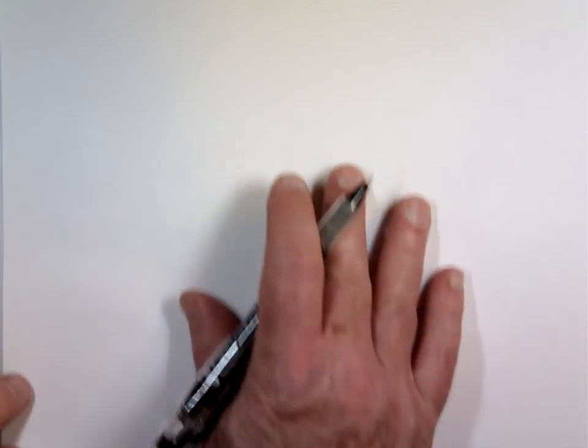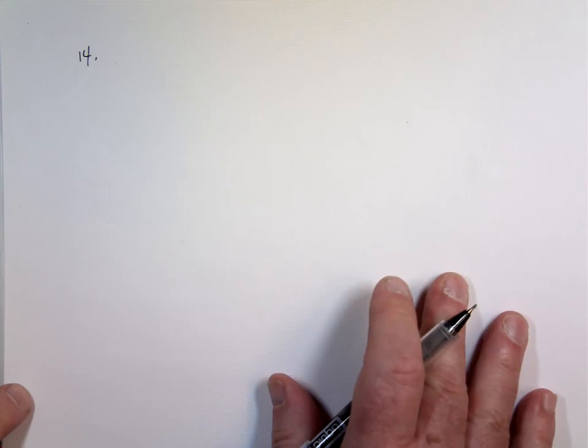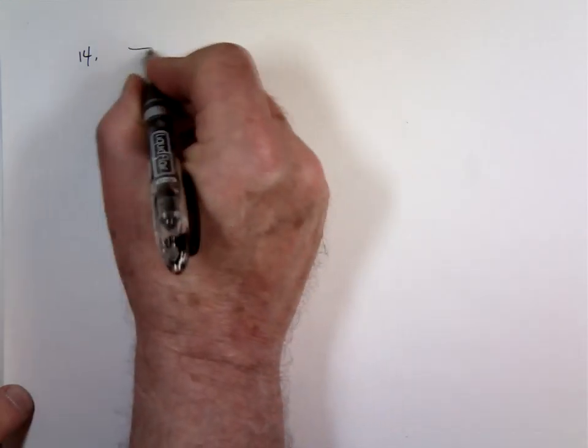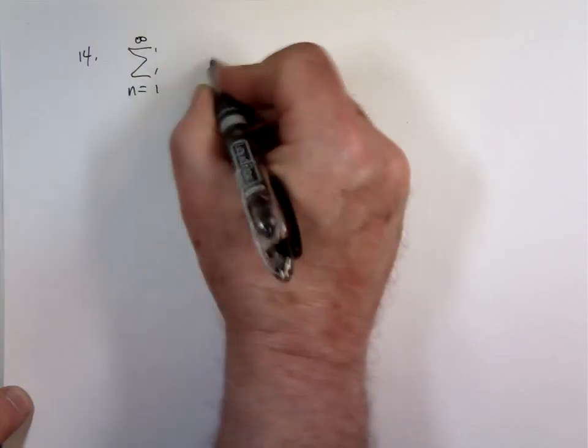Okay. 14. Say whether the alternating series converges conditionally, converges absolutely, or diverges. Oh my goodness. All right, let's take a look. Number 14. Here's our alternating series.